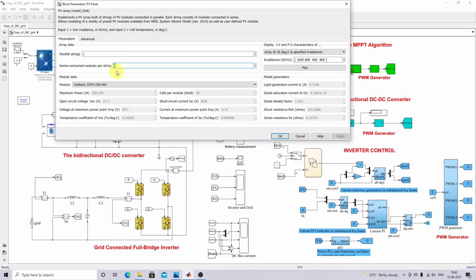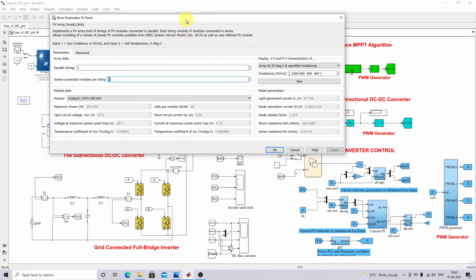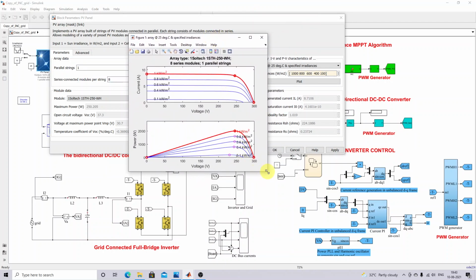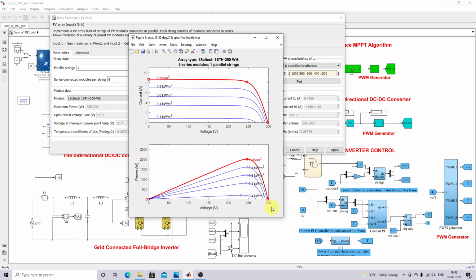So we are using 8 panels, right? Then it can supply maximum, that means it will generate the maximum voltage of around 240 volt, right? So next you have to see the PV and IV characteristics of this solar PV system. So here you just have to click this option, array at 25 degrees Celsius, and then you can fix the different irradiation levels, right? And then you can see, after clicking the plot, right, you will see the IV and PV characteristics of the considered solar array, right?